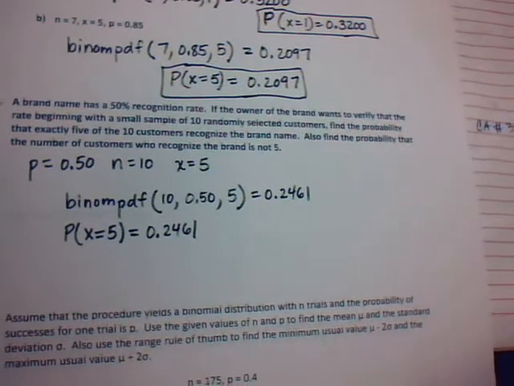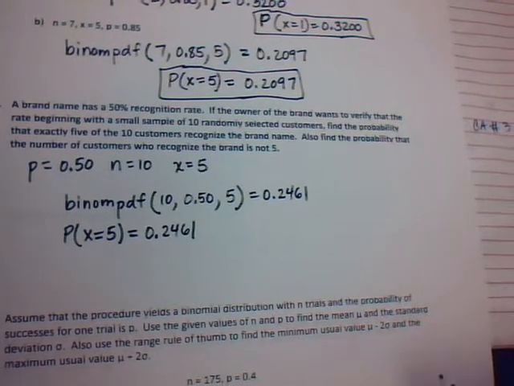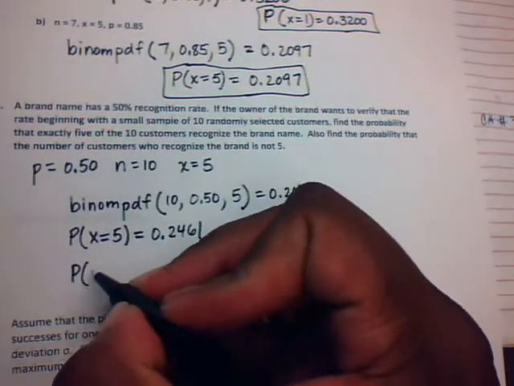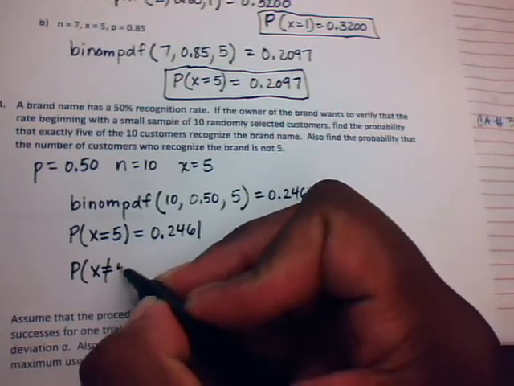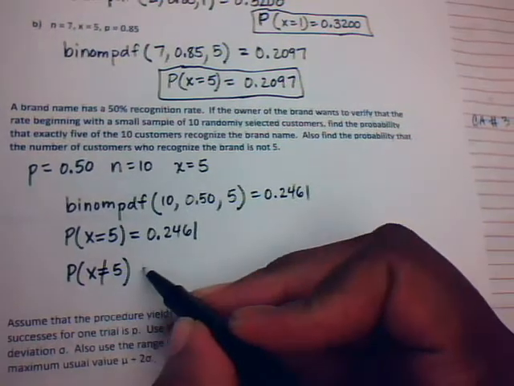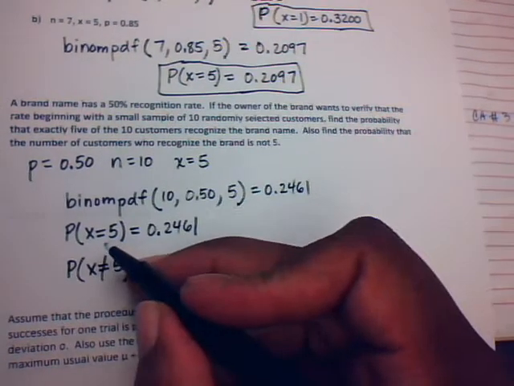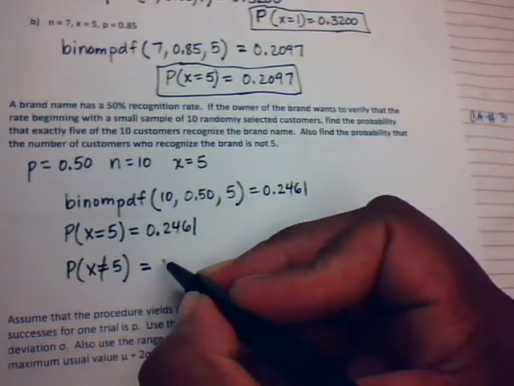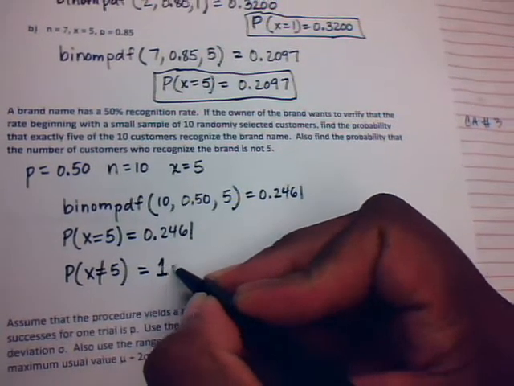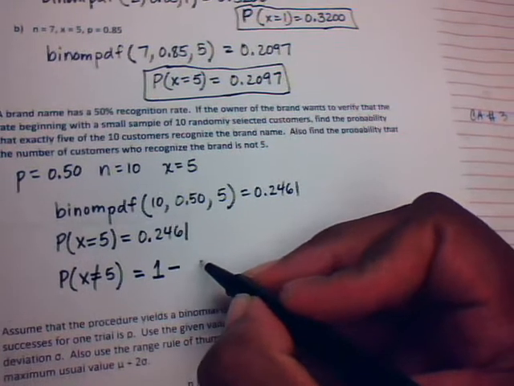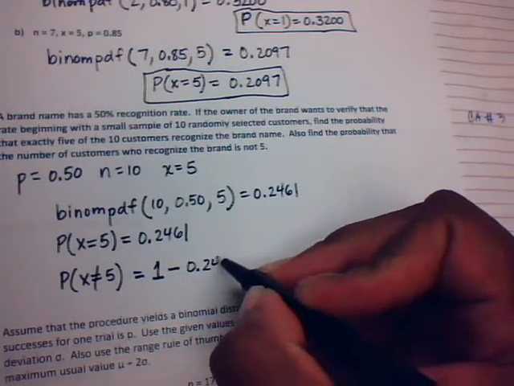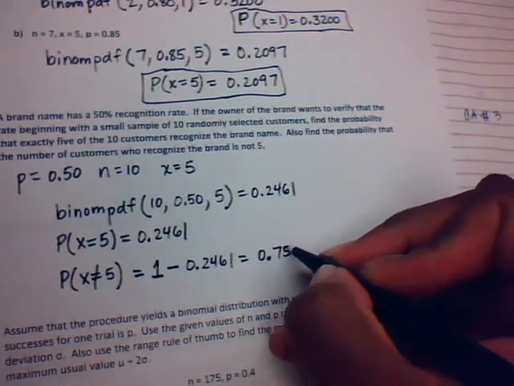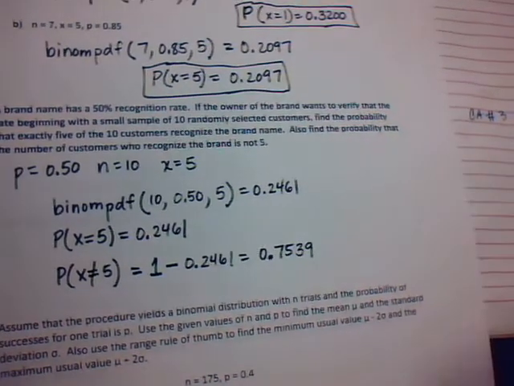Now the other part is finding the probability that the number of customers who recognize the brand is not 5. So the probability where X is not equal to 5. Well, that's simple, because we know the probability of X is equal to 5. The probability of X is not equal to 5 would just be the complement, or 1 minus that probability. So it'll be 1 minus 0.2461, which will give you 0.7539.